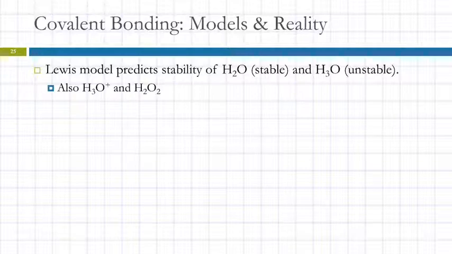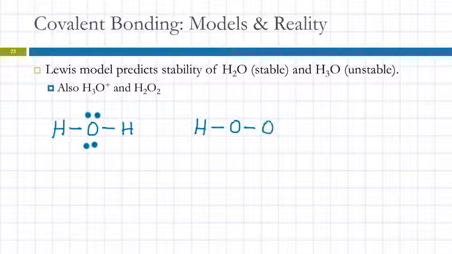So Lewis' model predicts why water is stable, H2O, and H3O is not stable. So let's draw Lewis structures for these. So H2O, we've done that before, so I'm going to do that quick here. And then let's look at H3O. Whoops. So if we're going to put another hydrogen here, how are we going to work that? We'd have to share like that.